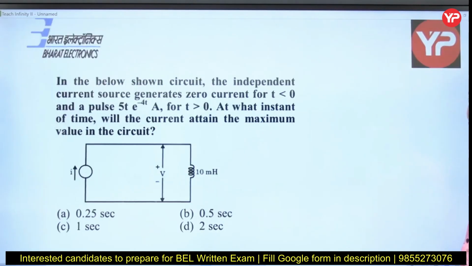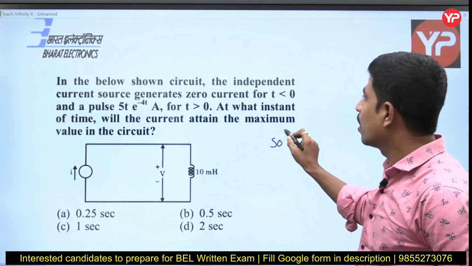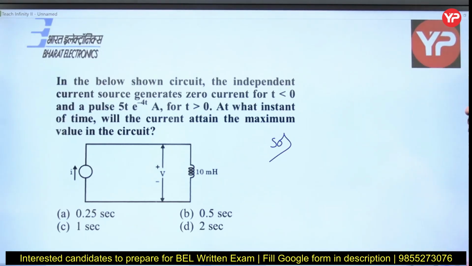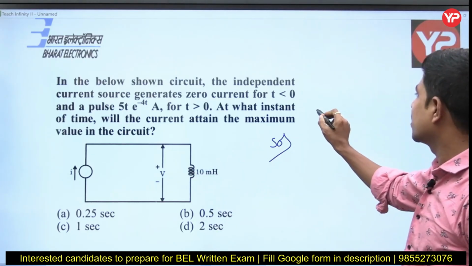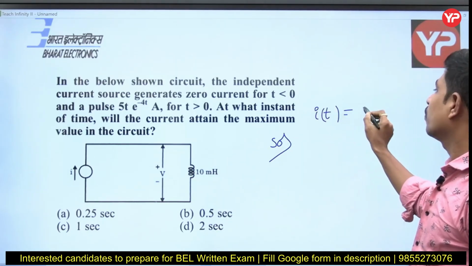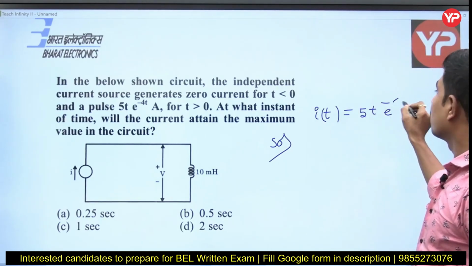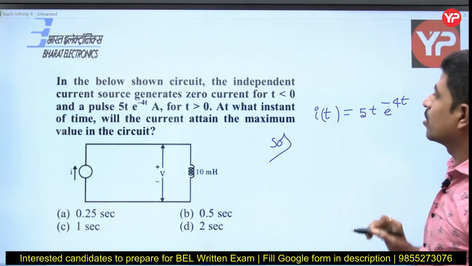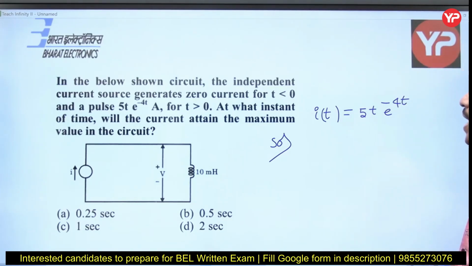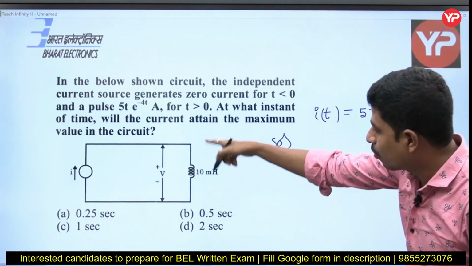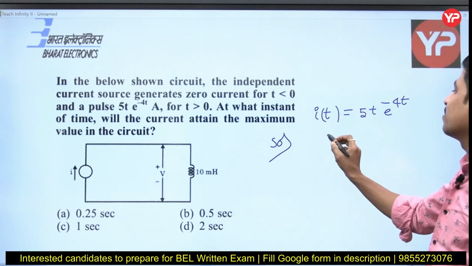What is this question? He is saying, in the below shown circuit, the independent current source generates 0 current for t less than 0 and a pulse 5t into e power minus 4t for t greater than 0. That means the current source is I of t is equal to 5t into e power minus 4t, for t greater than 0. At what instant of time will the current attain the maximum value in the circuit? So he is asking when the current flowing through the inductor is going to become maximum, right?